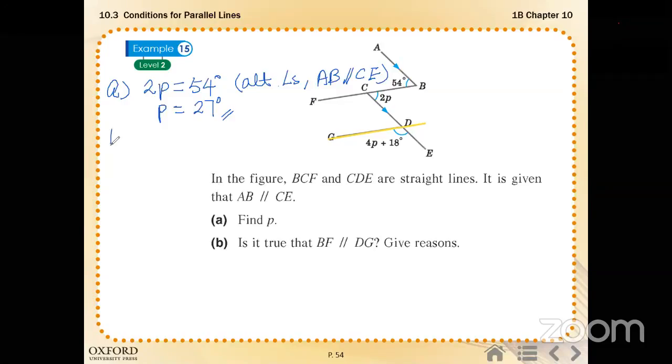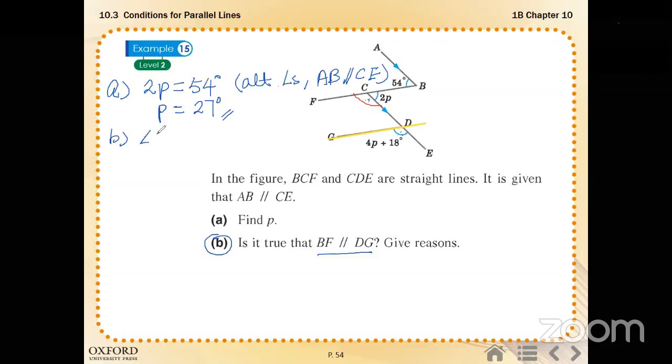And then you have to think, after I have found p, how can I tell whether BF parallels to DG? Then you look at these two lines, BF and DG. What angles do I also need? Right, I also need this one. And then it means I need to check these two, right? Therefore, I need to find these two. Okay, then you do it one by one.